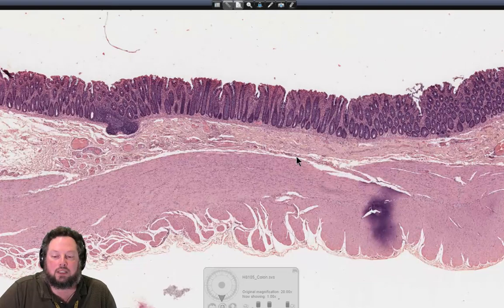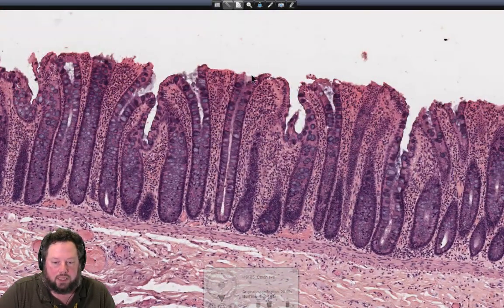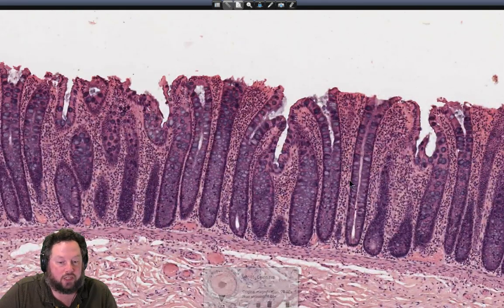Now, how can we tell that this is the large intestine? Well, have a look at this. We can actually see the lumen from the bottom all the way to the top. This is a simple, straight tubular gland. This is the only location in the GIT that has a simple, straight tubular gland. You'll never see the lumen all the way from the top to the bottom in the rest of the GIT. All the others are coiled. But the large intestine has these simple, straight tubular glands.